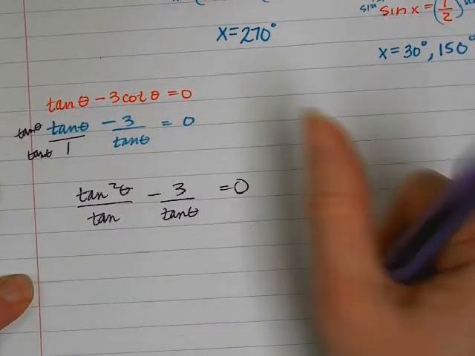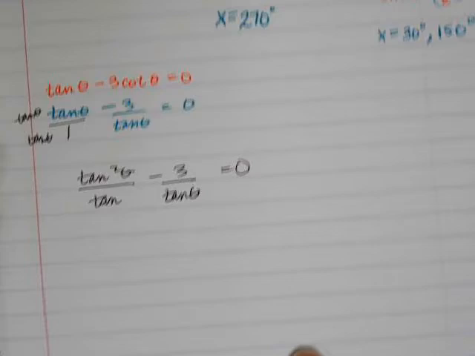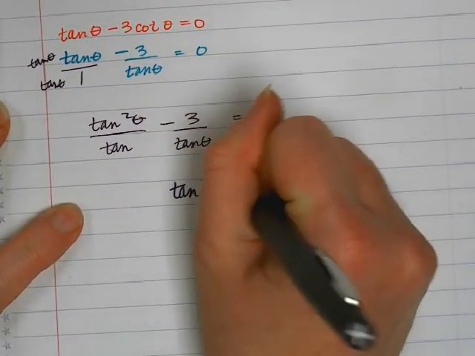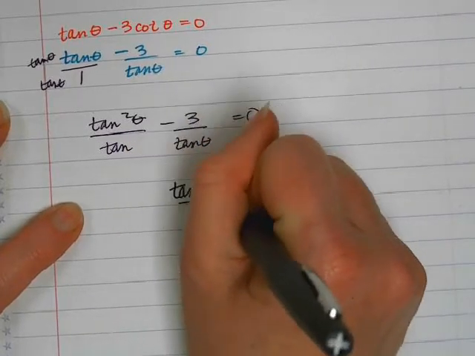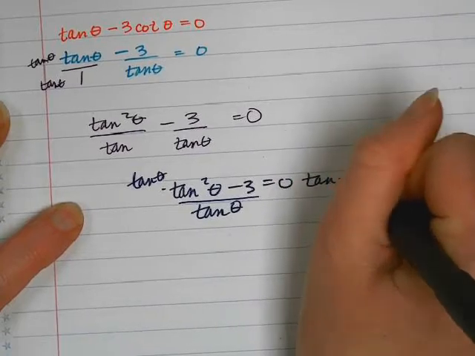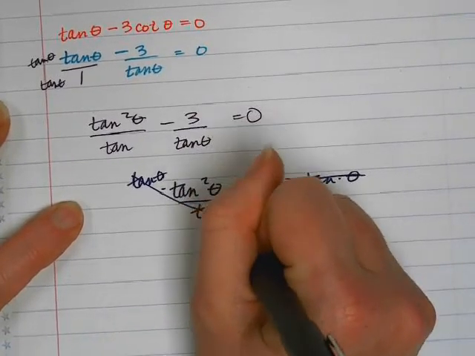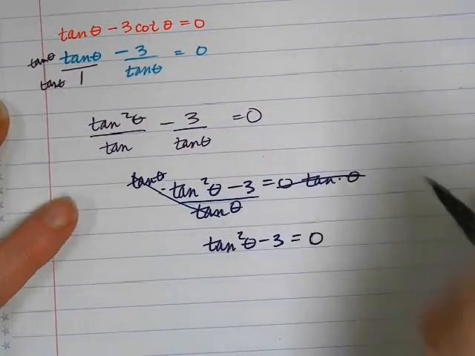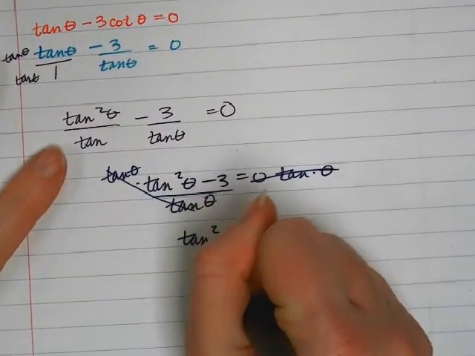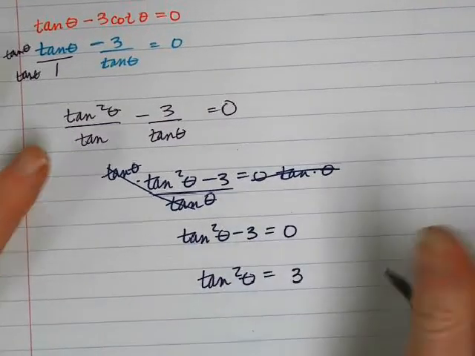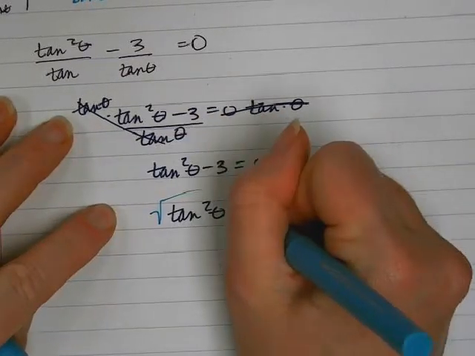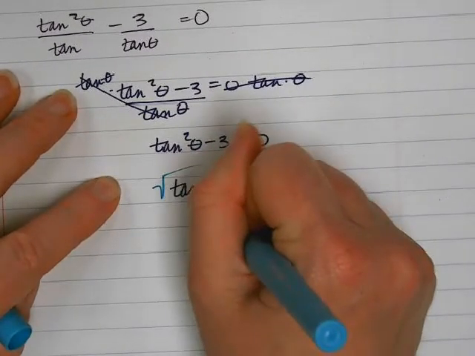Add them together. Oh, this one's actually pretty easy. So now you have tangent squared theta minus 3 over tangent theta equals 0. Clear the fraction: multiply both sides by tangent theta. That leaves you just tangent squared theta minus 3 equals 0, because 0 times tangent theta is just 0. So move the 3 to the other side. Tangent squared theta equals 3. I don't want tangent squared, I need tangent, so you take the square root. That gives me tangent of theta equals square root 3.